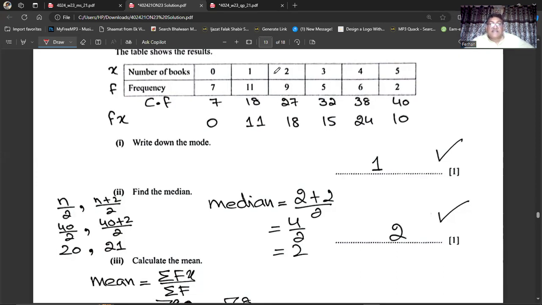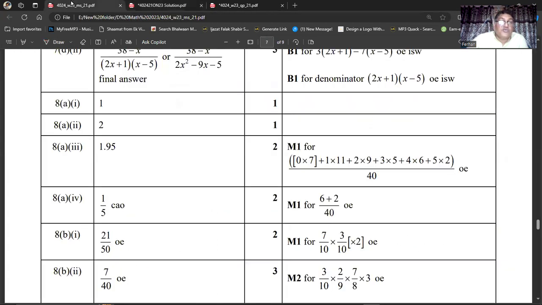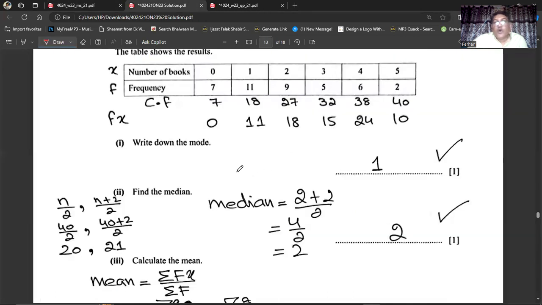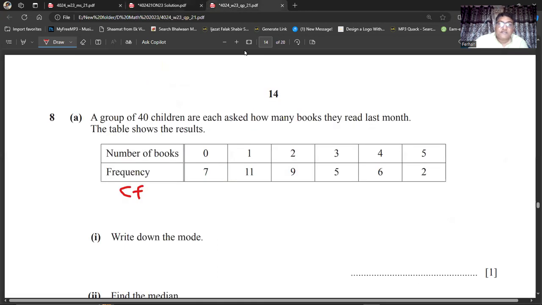So the value of x here is 2. And the 21st number is also in this class. So for both of them, the x value is 2. So the median will be the average of these two numbers. So 2 plus 2 divided by 2, that is 4 by 2, and that is 2. So the median score is 2. I hope you have learned this and you understand how this is done.